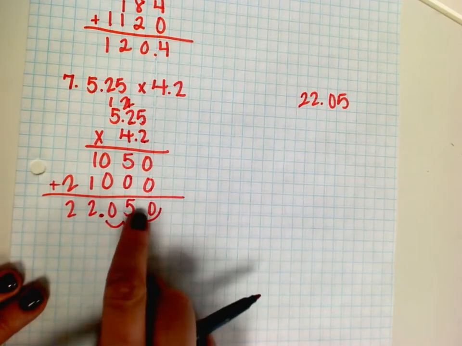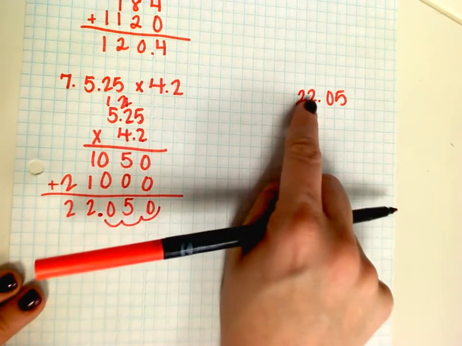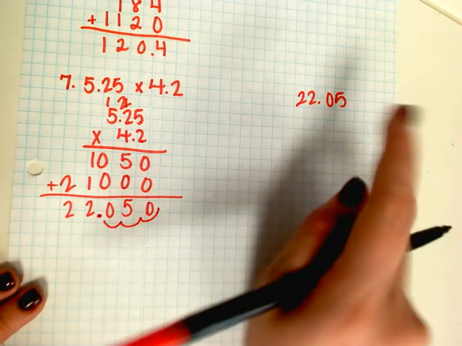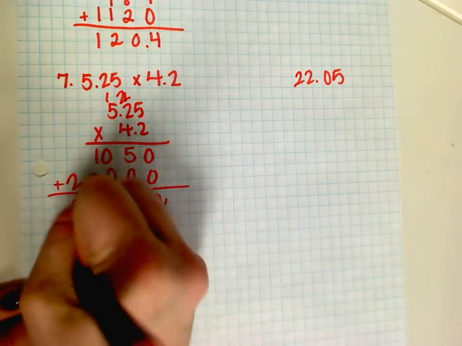But if there's a 0 just tagging along on the end there, I can get rid of it. And then I have 22 and 5/100. Either way, that would be the correct answer. If you have an extra 0, that's not going to make a big difference.